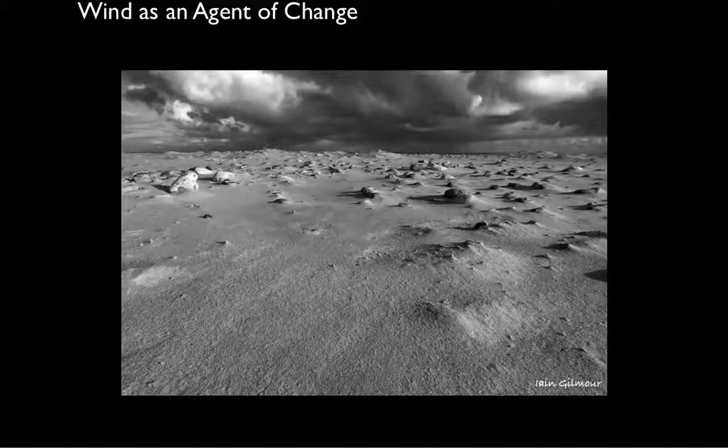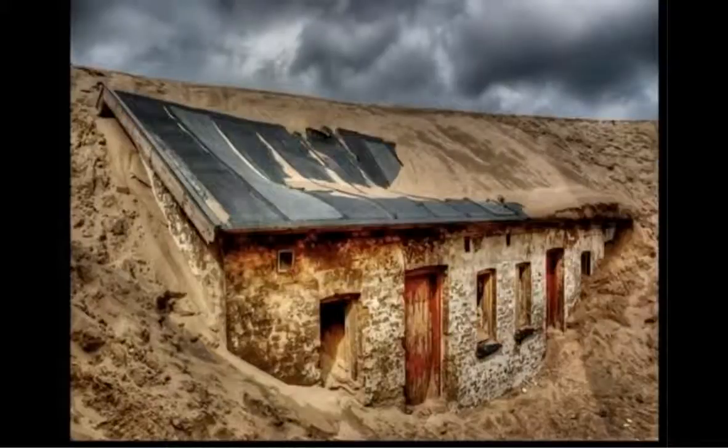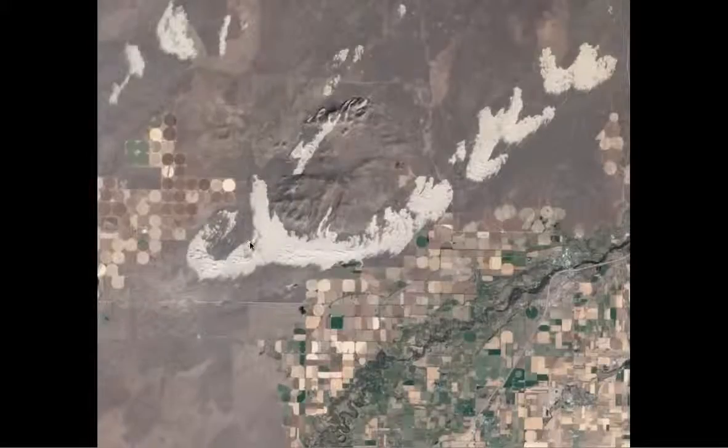Wind is a big agent of change. It's not as powerful as running water, but running water occurs only in a few places. Wind occurs every place. Let's look at some pretty pictures. This is caused by wind. This is in China. This is, I believe, in Idaho.